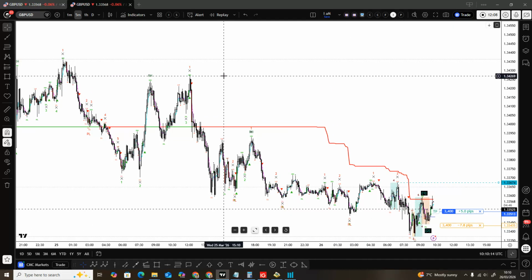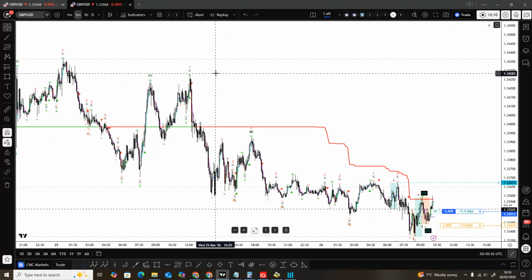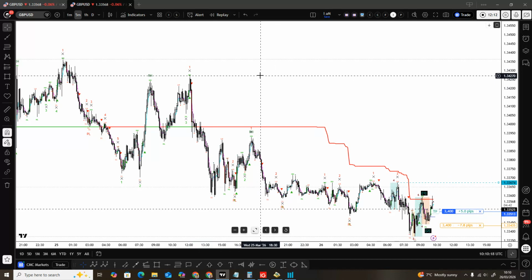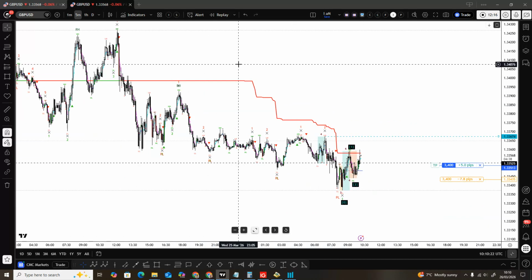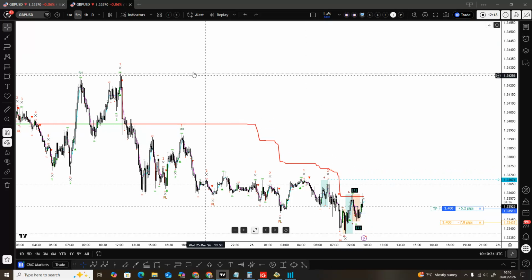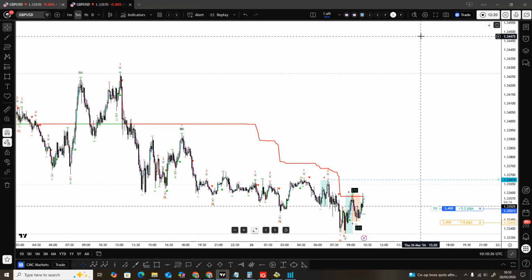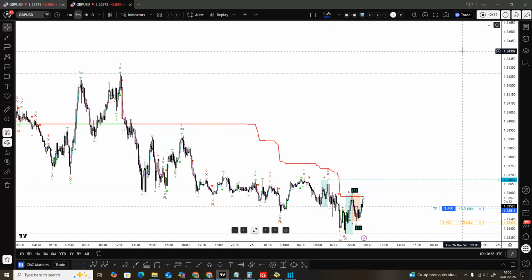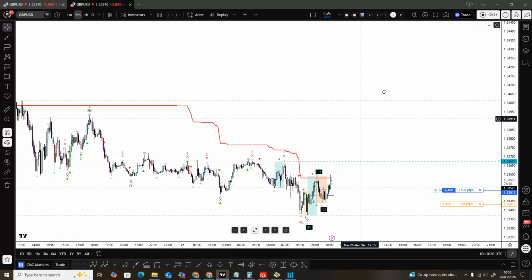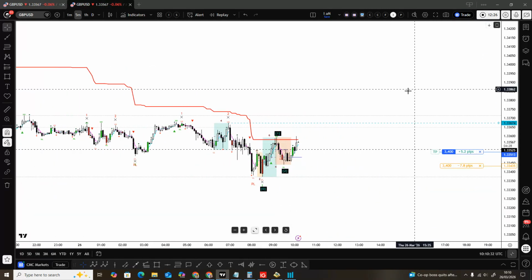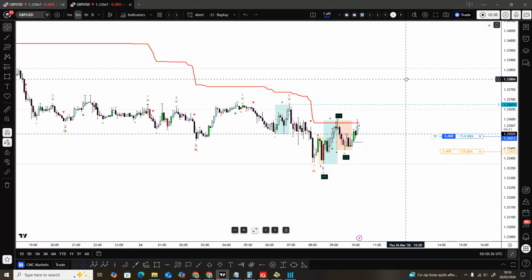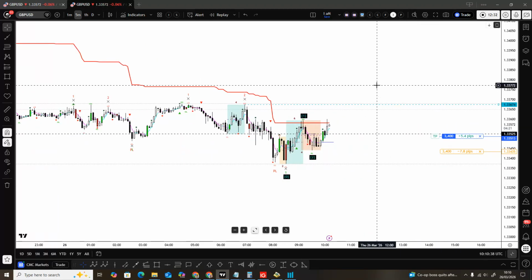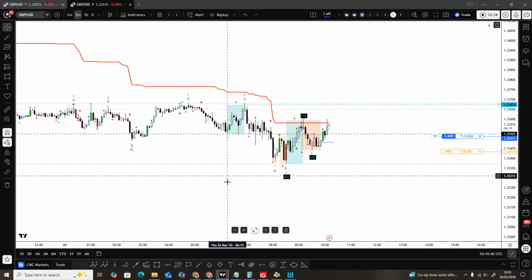So this area may be interesting for the sellers to try and sell the market, or it may be the launch pad for the first barrier to break and a pullback before continuation of the move. I know I'm saying a lot here, but that's what we have to do. Keep it simple.